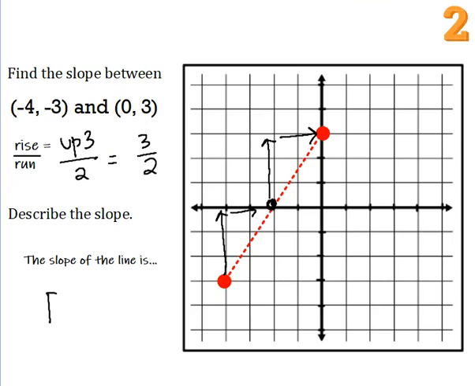The slope of this line is definitely positive because the line is increasing. It's going up. Let's try another.